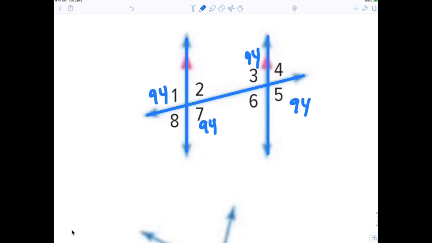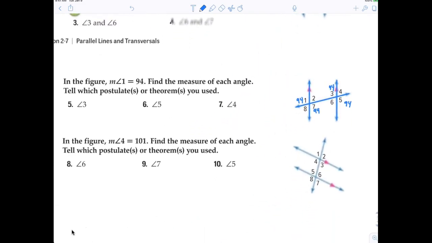So now we're good. Anybody have any other questions with that? So that, to me, answered 5, 6, and 7. Remember, if it's odd, it was 94. If it was even, it was 86.